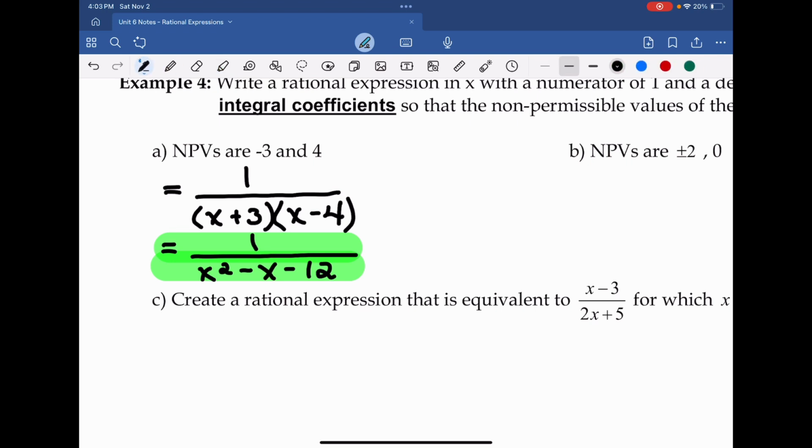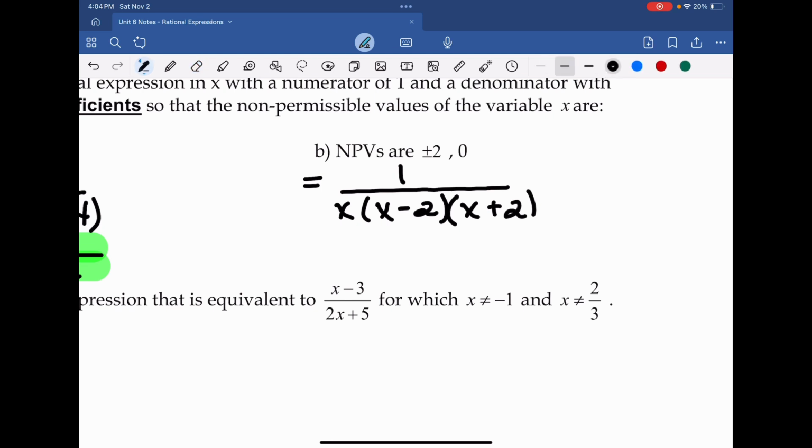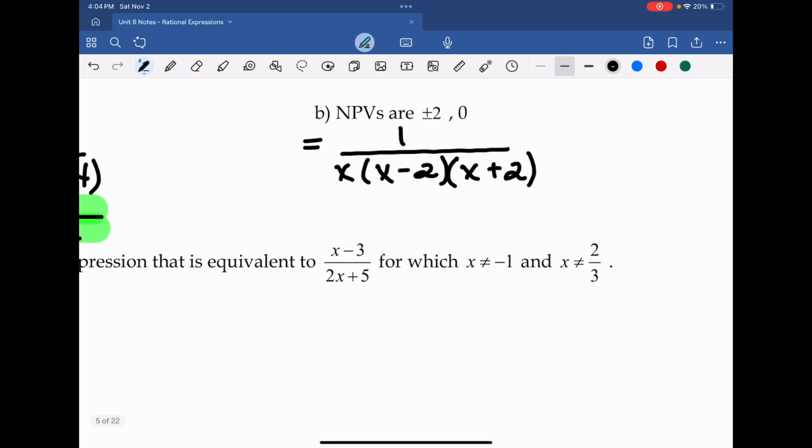Okay. Now, if I go over to part B, very similarly, we look at plus, minus 2, and 0. That means that if I wrote my factored form, or the form that gave me my NPVs, the first one is going to be where we have x, because if I have just x in the denominator, then it can't be 0, because if it's 0, then it wipes out. My next two terms are going to be a reflection of if x, let's say the NPV was 2, then there must be negative 2 in the brackets. If x was negative 2, then it must be that it is positive 2 in the brackets, and here it is. There we go. Now this has integral coefficients.